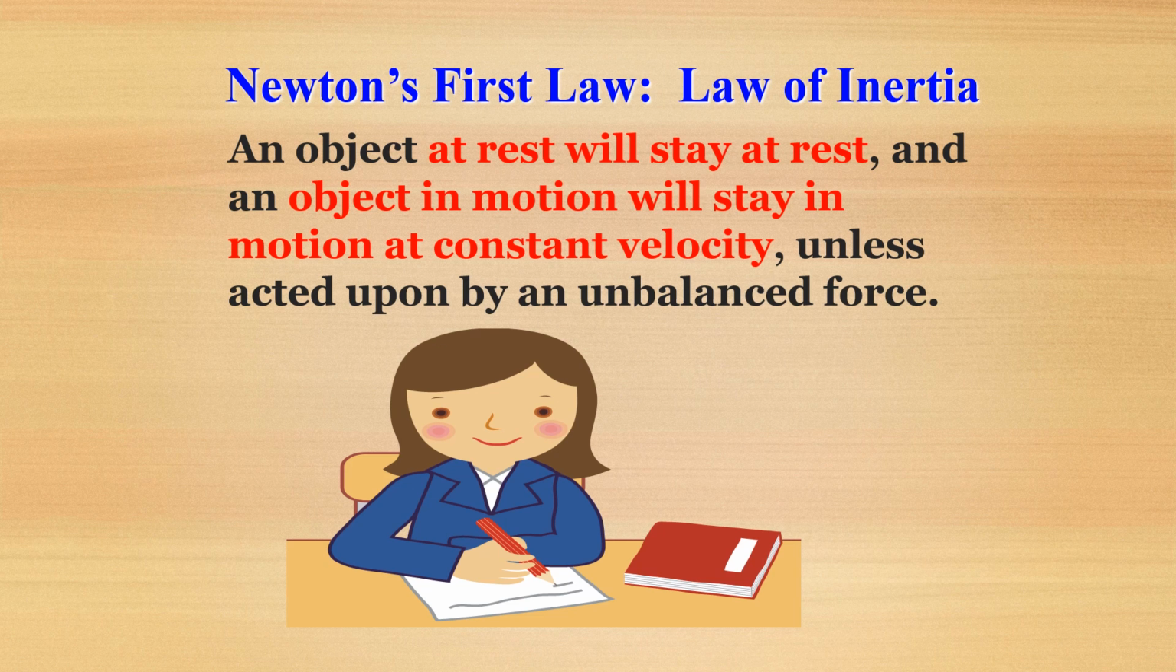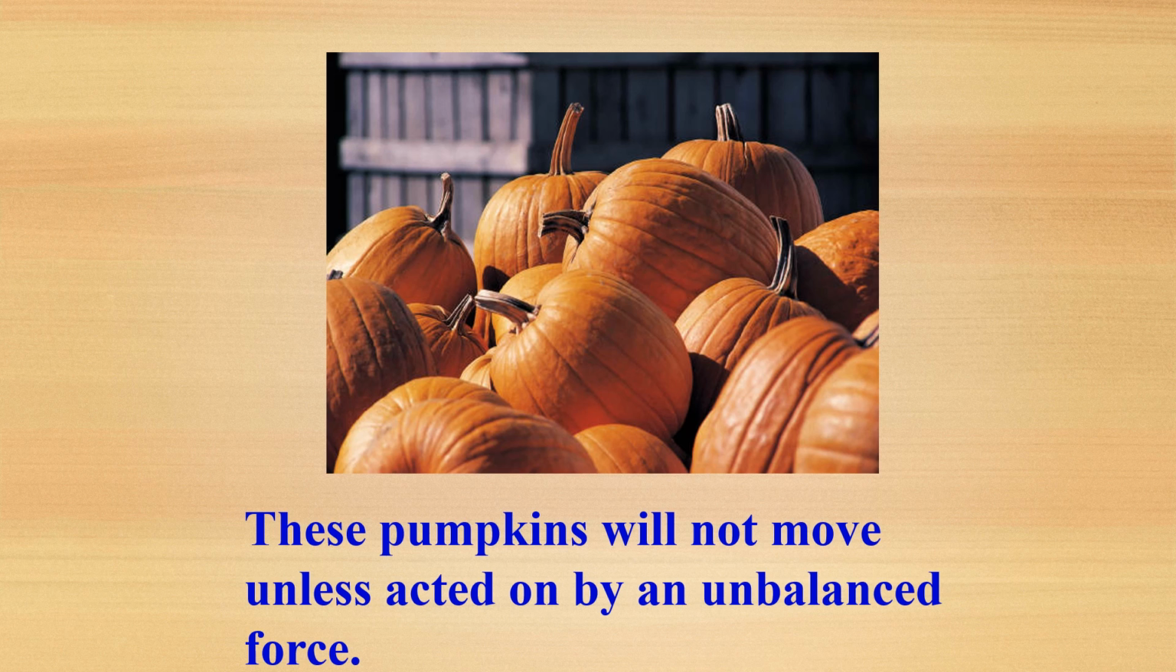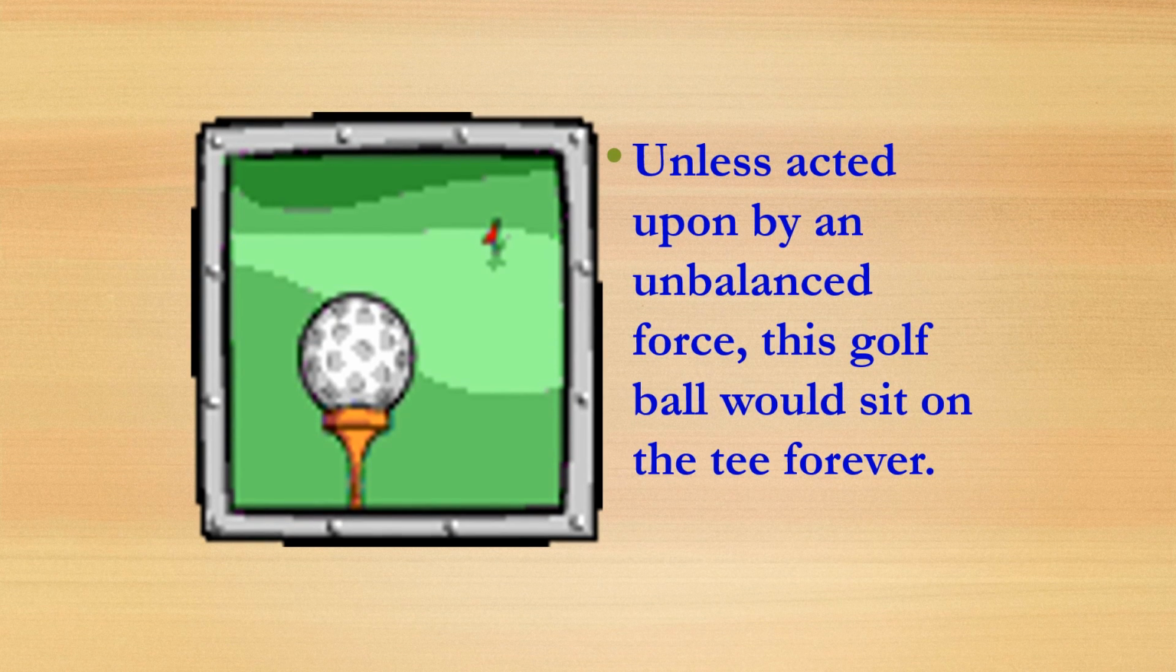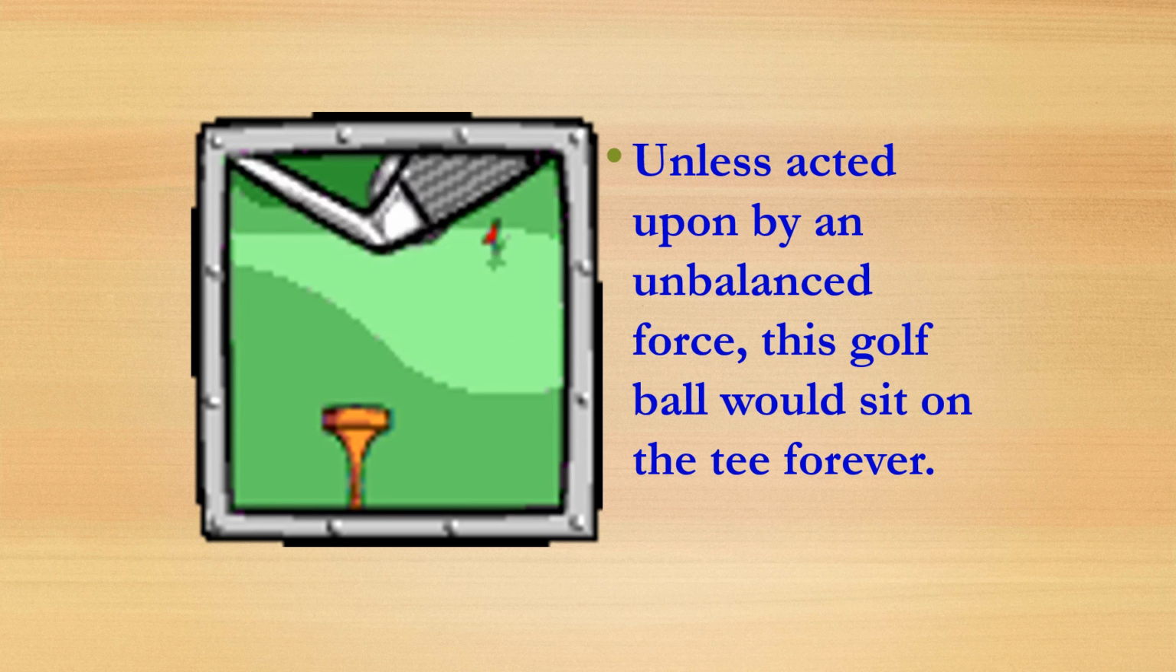Newton's first law, or the law of inertia, says an object at rest will stay at rest, and an object in motion will stay in motion at constant velocity unless acted upon by an unbalanced force. In this picture, these pumpkins will not move unless acted upon by an unbalanced force. Unless acted upon by an unbalanced force, this golf ball would sit on the tee forever.